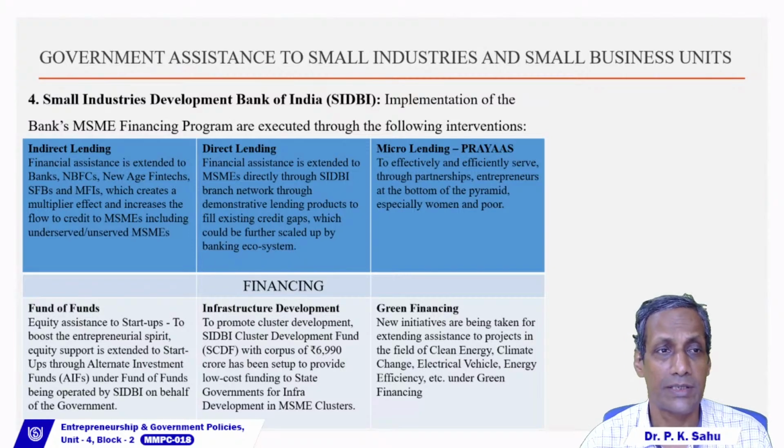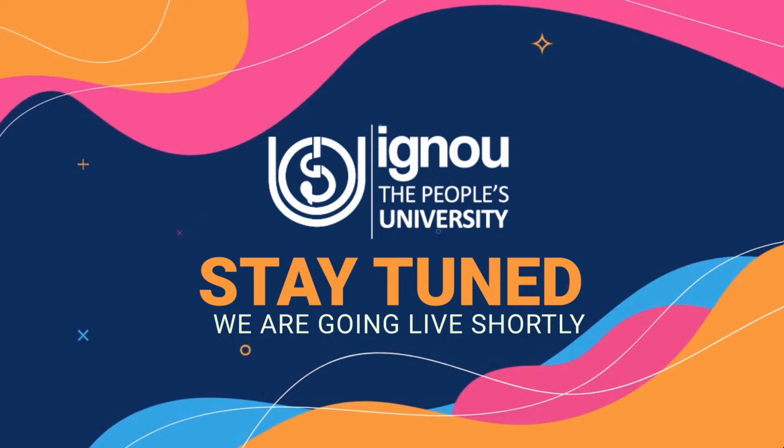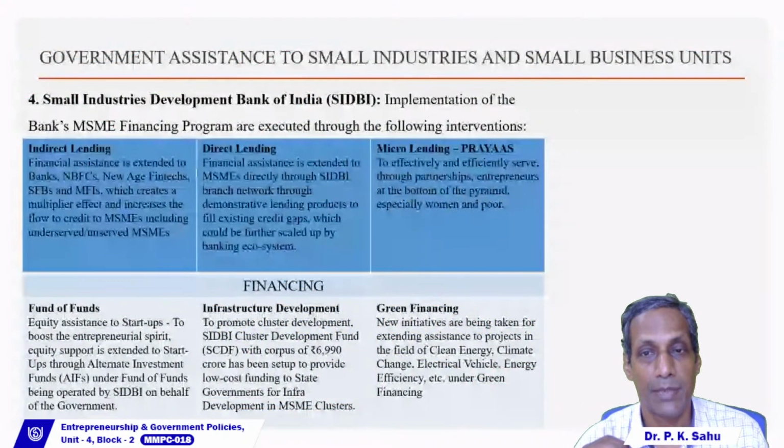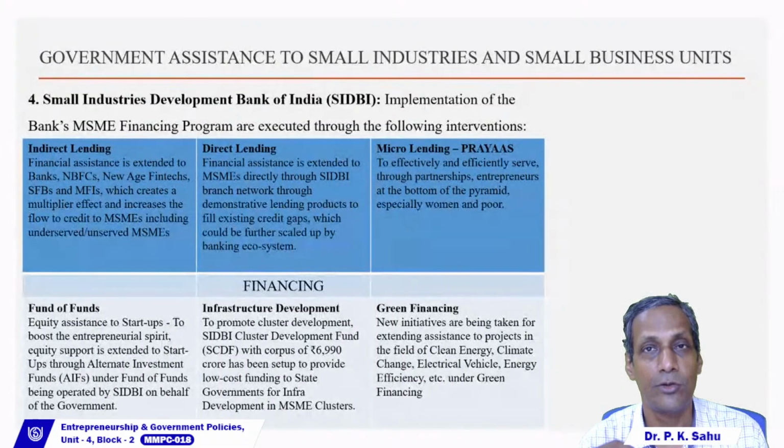SIDBI provides indirect lending. What does that mean? That means financial assistance is extended to the banks, NBFCs, new age fintechs, SFBs and MFIs, which creates a multiplier effect and increases the flow of credit to MSMEs, including underserved and unserved MSMEs. Direct lending provides financial assistance to MSMEs. Micro lending is executed to effectively and efficiently serve the partnerships, entrepreneurs at the bottom of the pyramid, especially women and poor.